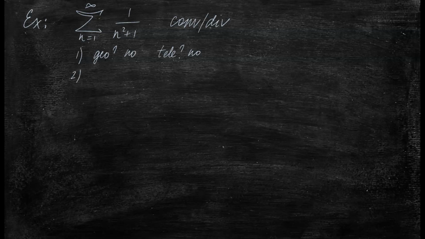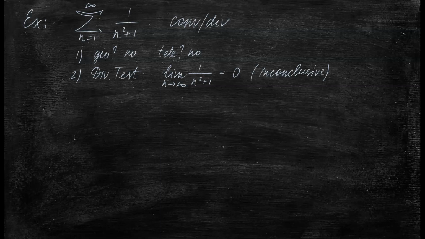The next thing we're going to do is set up the divergence test. So that is, we're going to find the limit as n goes to infinity. And if it's not equal to 0, then the series diverges. In this case, the limit is equal to 0, so the test is inconclusive.